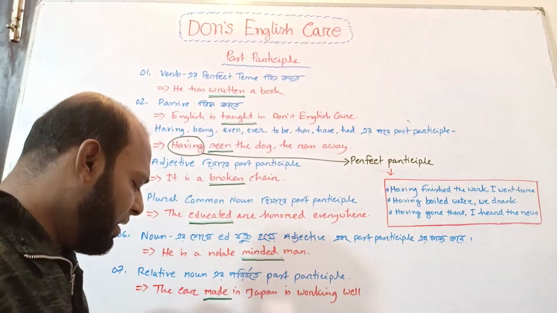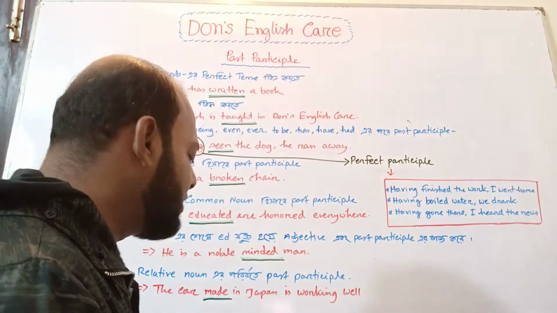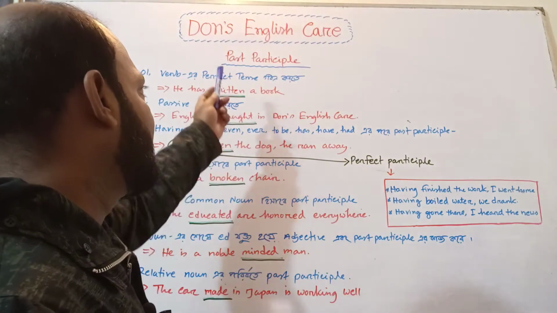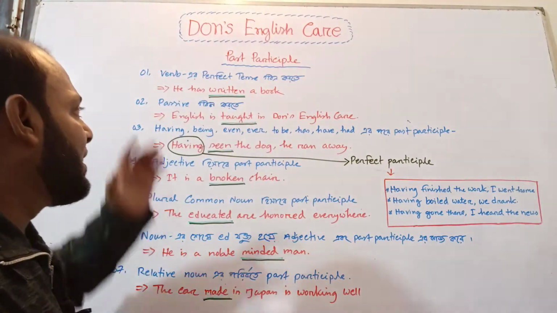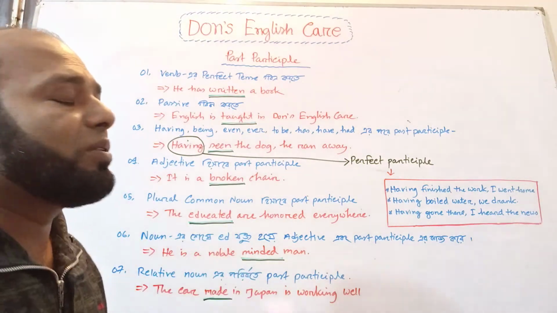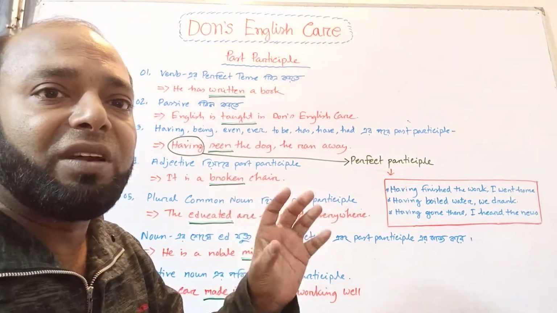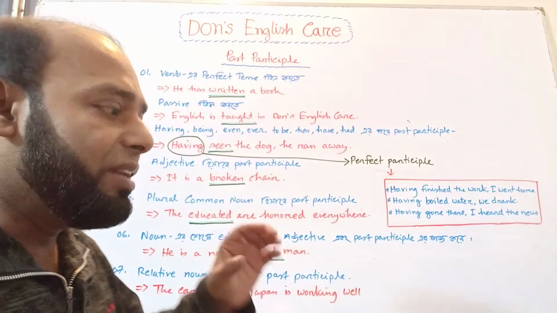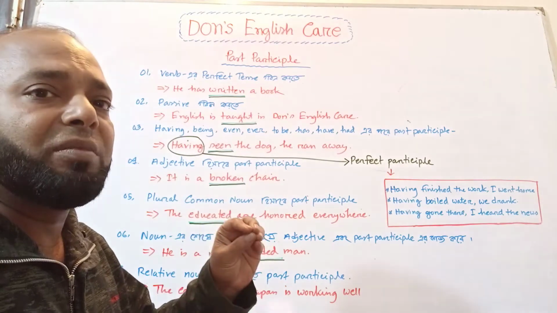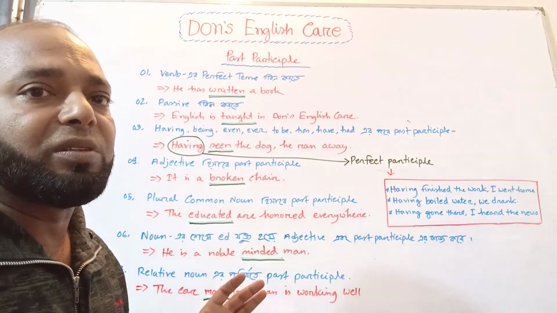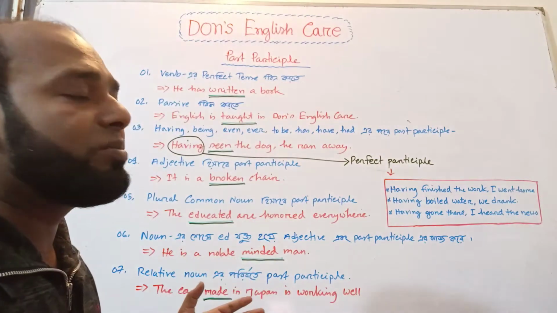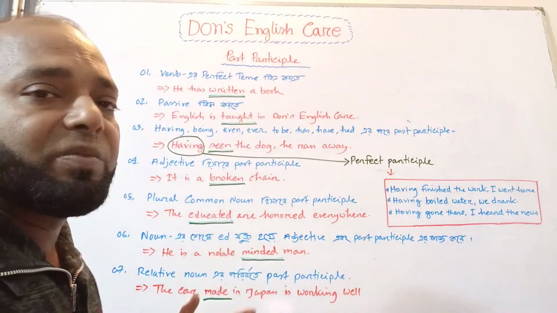Today, my lesson will be held here: past participle or perfect participle. Past participle means the verb's third form, verb 3, the past participle form. There are 3 classifications of participle: present participle, past participle, and perfect participle.